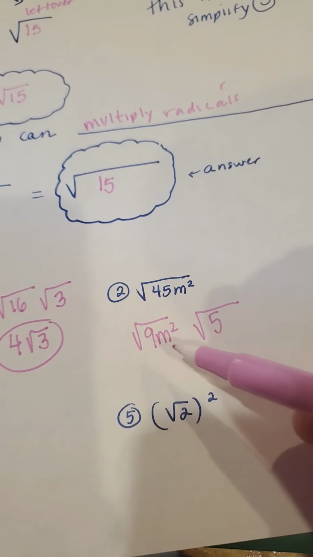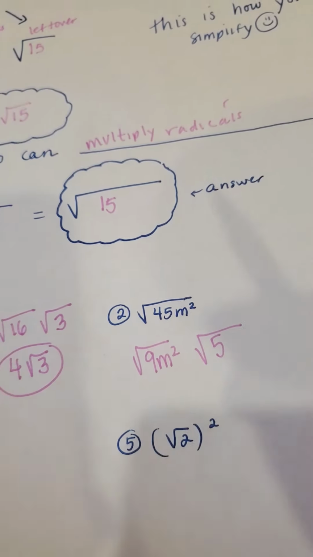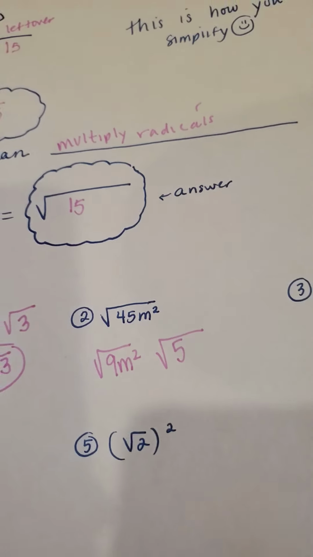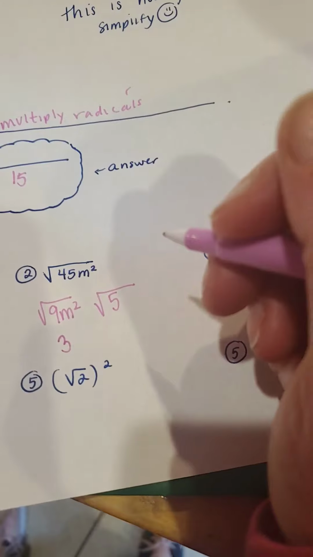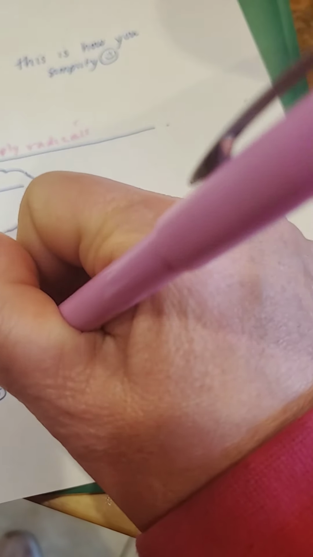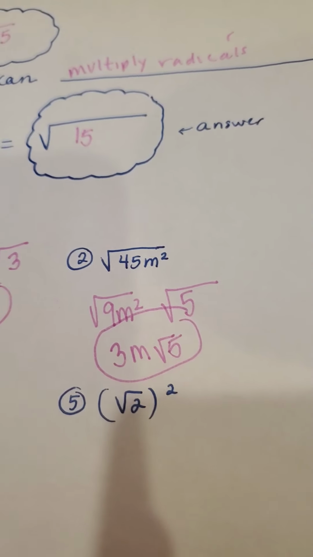Square root of 9m squared. These are both perfect. If the exponent is even, it means it's a perfect square. So the square root of 9 is 3. The square root of m squared is m. And the radical 5 stays.